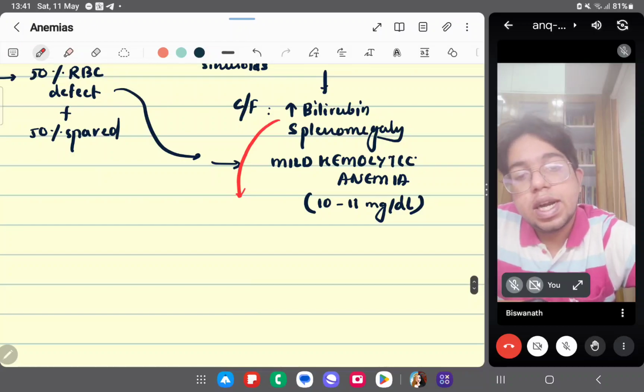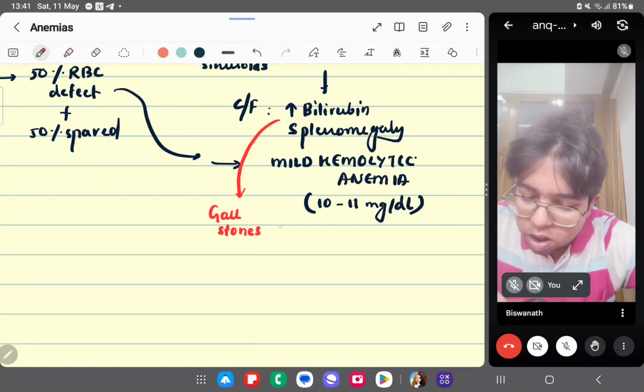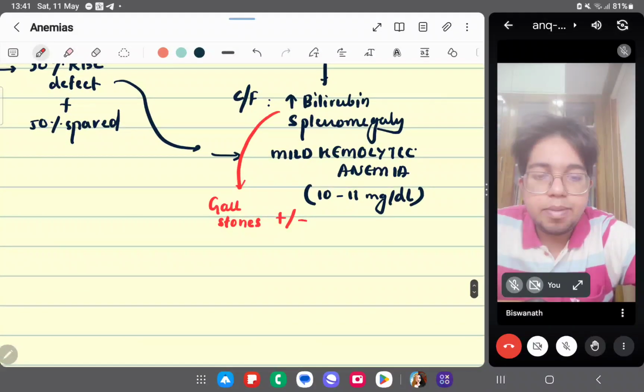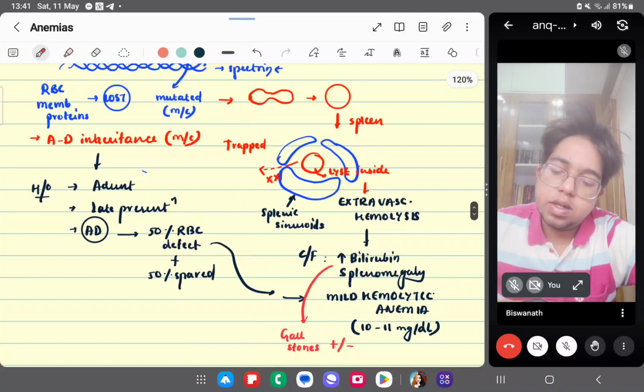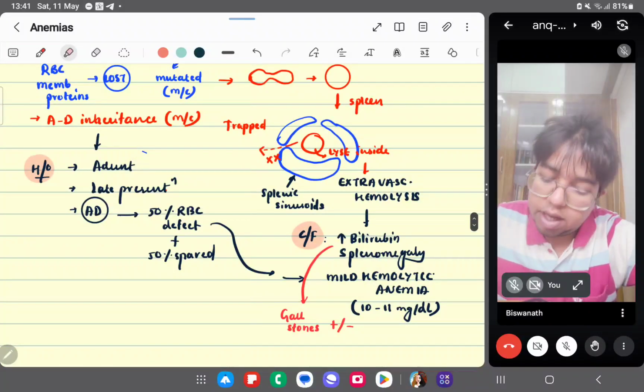What can it cause? It can cause gallstones. Okay, so gallstones may be present, or absent, depending on that. Splenomegaly will obviously be there. So these are the basic findings, the clinical features, and the history.